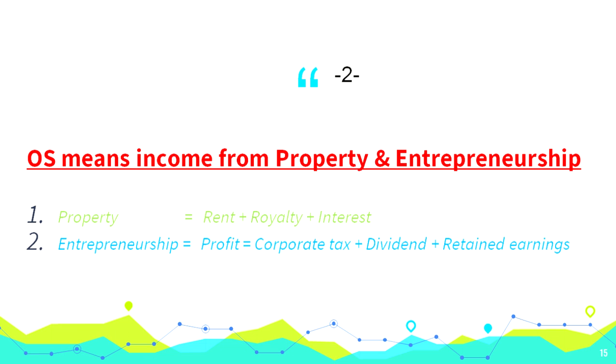distributed profit. Dividend is also called distributed profit. Now the third one is retained earnings. Retained earnings is undistributed profit. We also call it savings of the private corporate sector. What is retained earnings? This is the amount that is kept as reserve for any emergencies. So profit is equal to corporate tax plus dividend plus retained earnings.